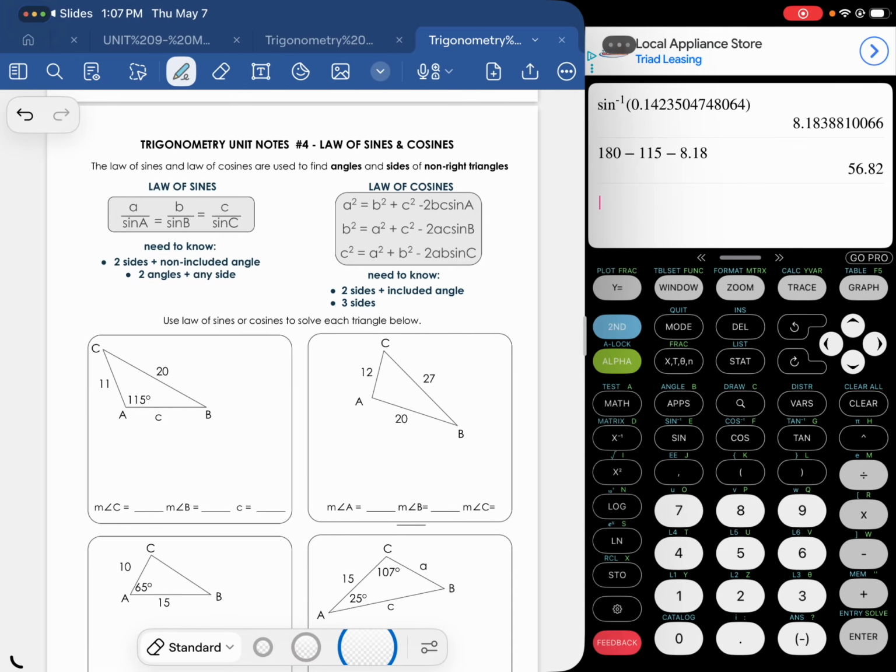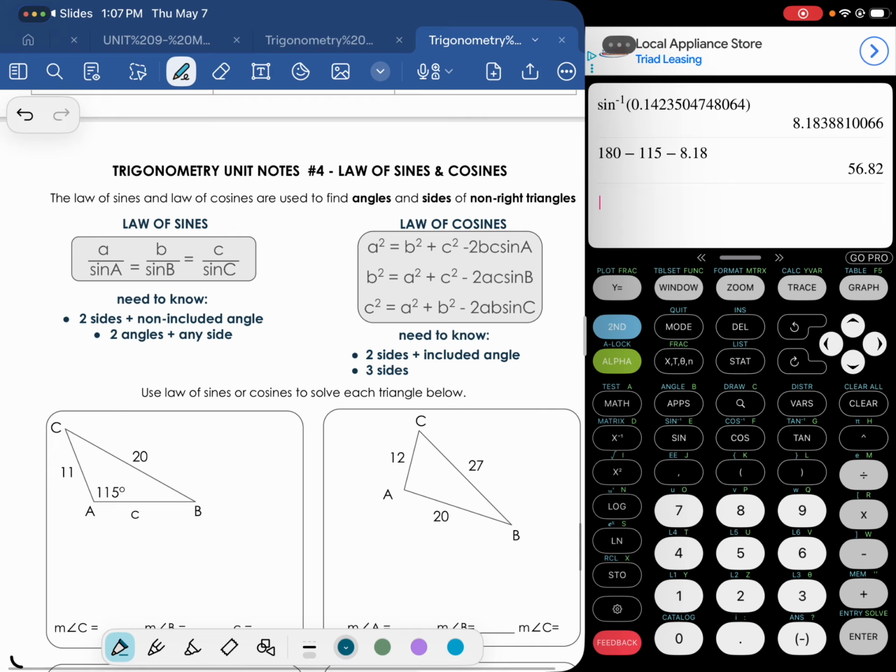Welcome to Trig Unit number 4, Law of Sines and Cosines. What we're going to be doing today is working with triangles that are not right triangles. So Pythagorean theorem doesn't work anymore, and regular sine, cosine, and tangent don't work anymore. Those only work with right triangles. So instead you have to use these formulas we've got right here.